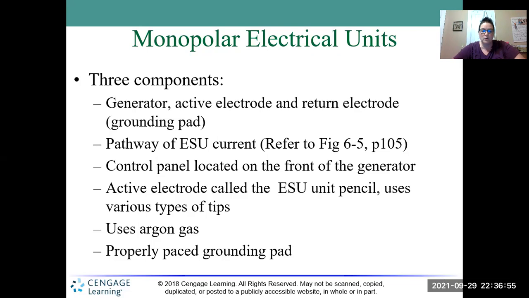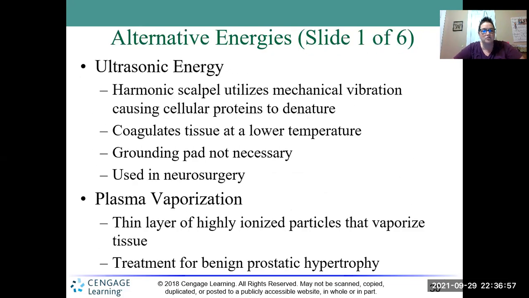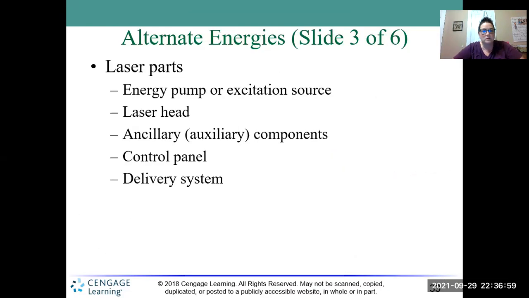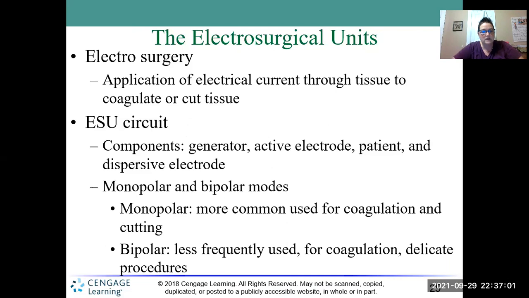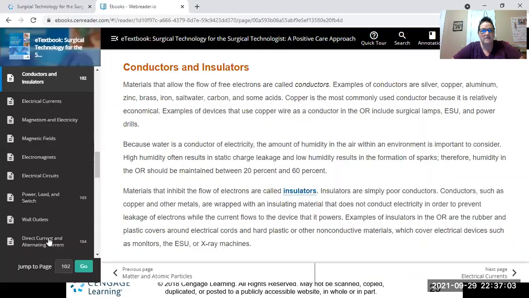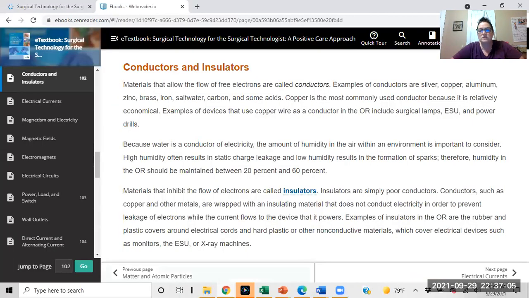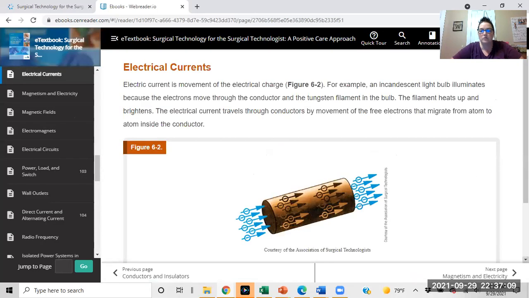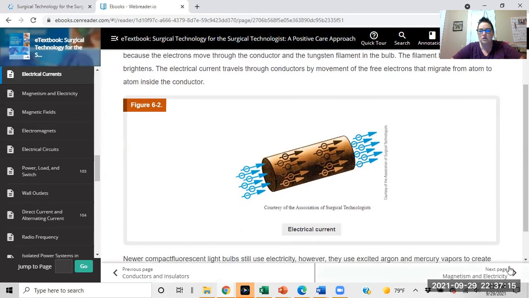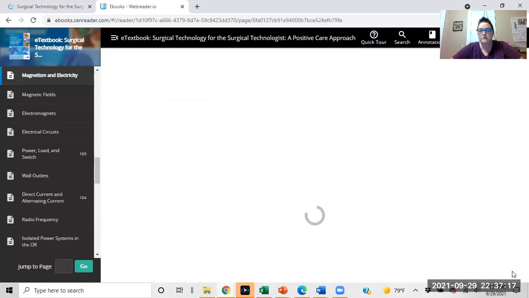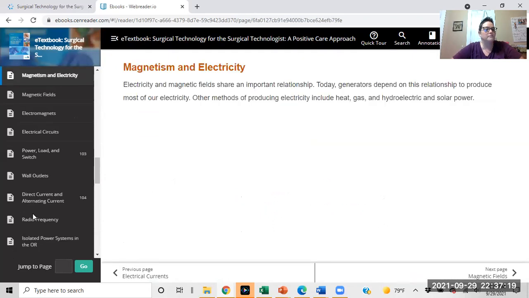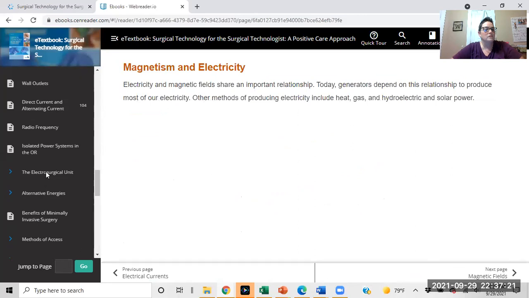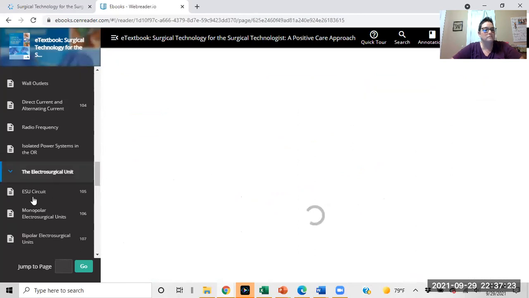And we do have a picture of the ESU. Okay, let me go back. It's in the book then. Give me just a second to find that, because I was looking at it yesterday when I was creating this PowerPoint. So there's your flow. That's your electrical flow there. That's your current. Let's get through the magnetism. There's the ESUs.